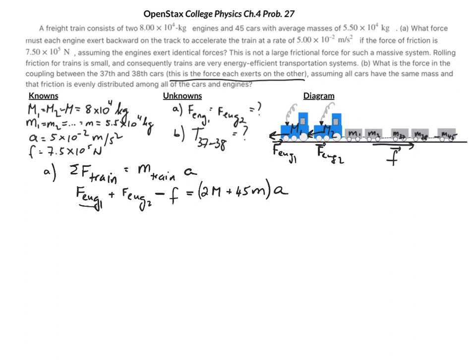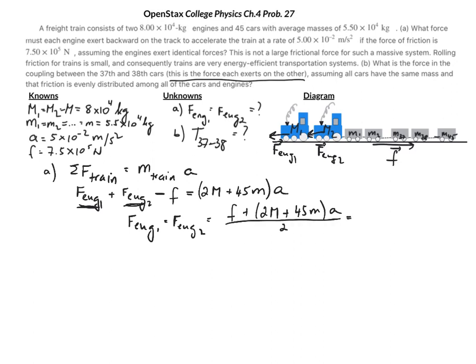So since I know that the force of engine 1 equals the force of engine 2, I can just say that we have here 2 times force of the engine, and then when I solve for just one of them, force engine 1, which equals force engine 2, that's going to be the friction force plus 2 uppercase M plus 45 lowercase m times the acceleration divided by 2.